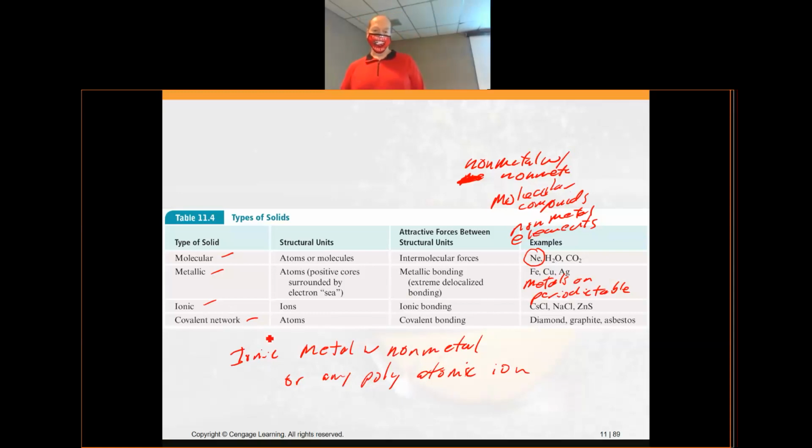All right, so a covalent network is something that you cannot easily make a formula for, like diamond, which is a three-dimensional structure of carbon. Graphite, also a three-dimensional structure of carbon. Asbestos, which has a very complex structure. So if it's something that has a very complex structure, then it's going to be a covalent network.